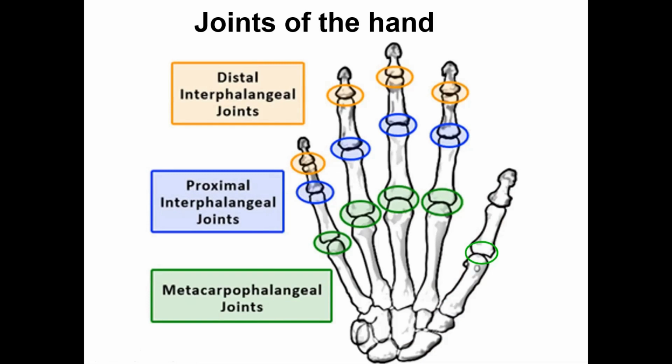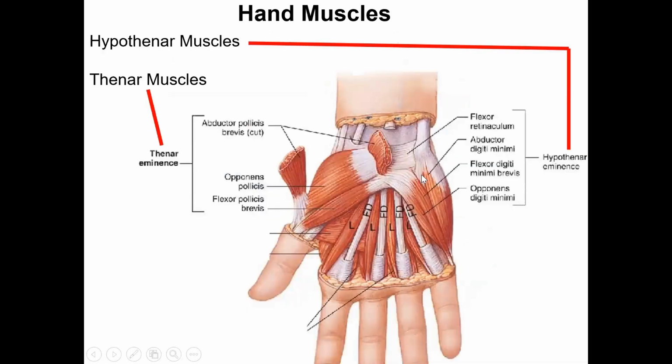Now, there is no proximal interphalangeal joint in the thumb. There is only a distal joint. Because there is no intermediate phalange in the thumb, there is only the proximal and distal phalange, okay?